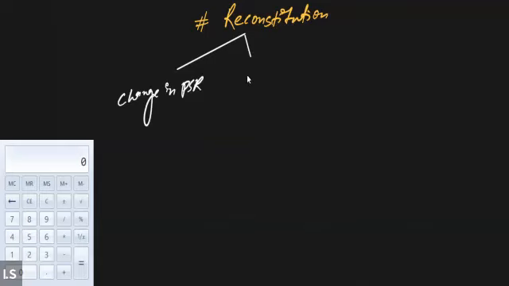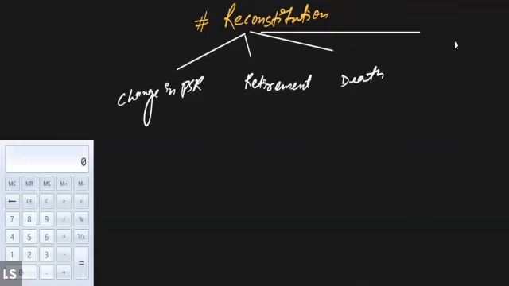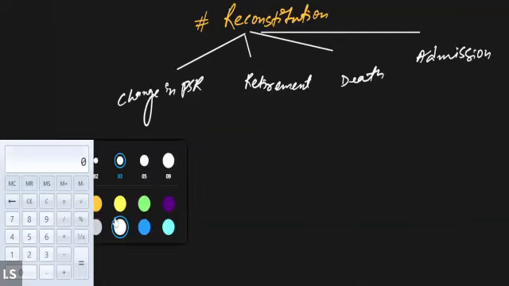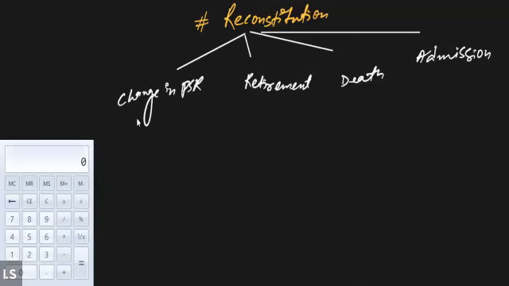There are other modes of reconstitution as well, which could be retirement of the partner. This may also lead to reconstitution. Death of the partner may also lead to reconstitution, and the admission of a partner could also be a possible reason for reconstitution. But currently we are just discussing the reconstitution on account of change in PSR.